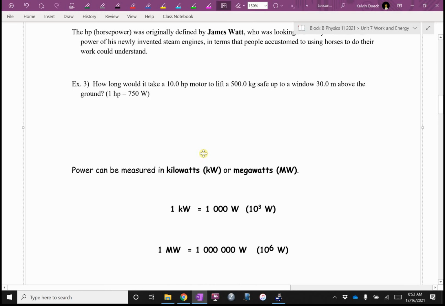You do not need to memorize that 1 horsepower is 750 watts. You do need to know that horsepower is a unit of power. I think it's fairly easy for you to remember that horsepower is a unit of power. If I give you something in horsepower, I will always give you the conversion factor somewhere in the question. Like example 3: how long would it take a 10 horsepower motor to lift a 500 kilogram safe up to a window 30 meters above the ground?